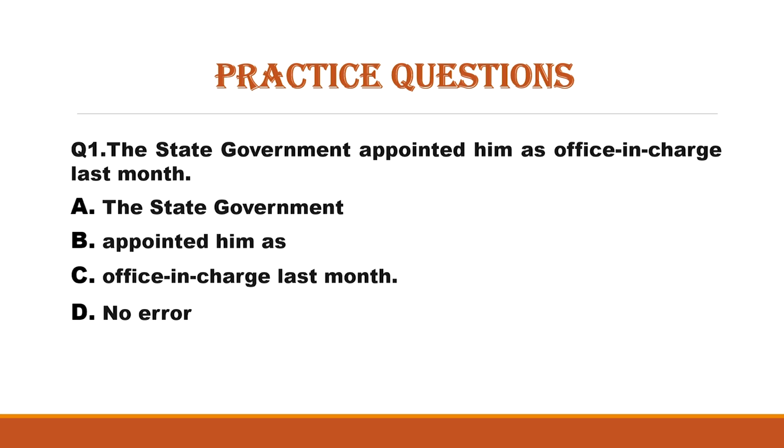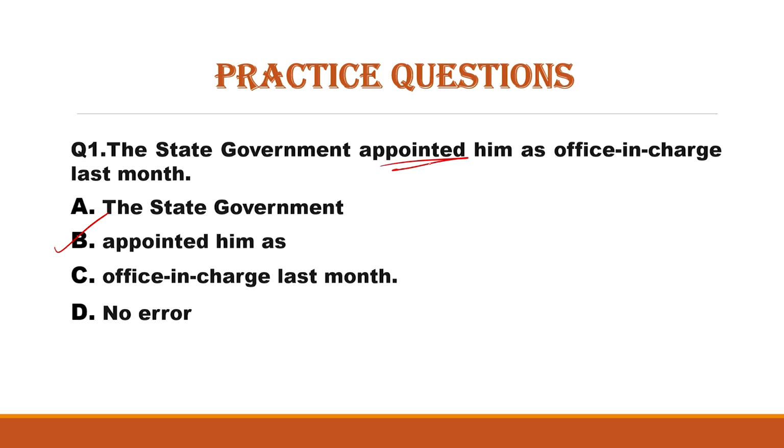So, is it done? Let us discuss. The state government appointed him as office in charge last month. In this sentence, the grammatical error lies in option B. We just discussed this rule. According to the rule, after the following words, adverb as will not be used. They are name, call, elect, appoint, make, consider, choose, and so on.